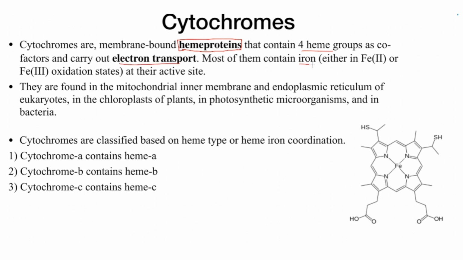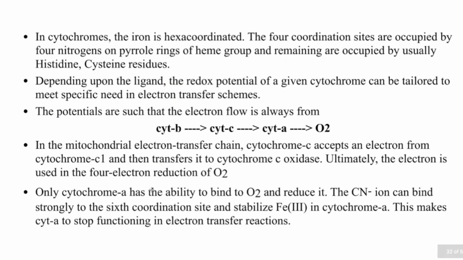Most of them contain iron either in +2 state or in +3 state at their active sites. They are found in the mitochondrial inner membrane and the endoplasmic reticulum of eukaryotes, in the chloroplast of plants, in photosynthetic microorganisms, and also in some bacteria. Cytochromes are classified in three forms: cytochrome A, cytochrome B, and cytochrome C. They contain 3 different types of heme: heme A, heme B, and heme C.